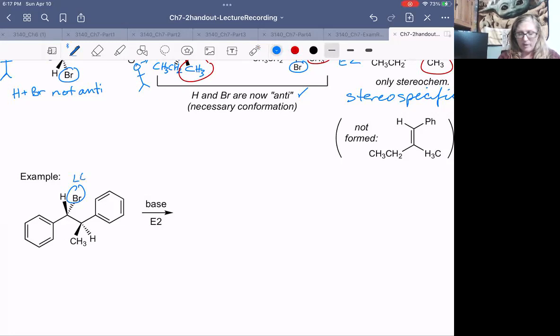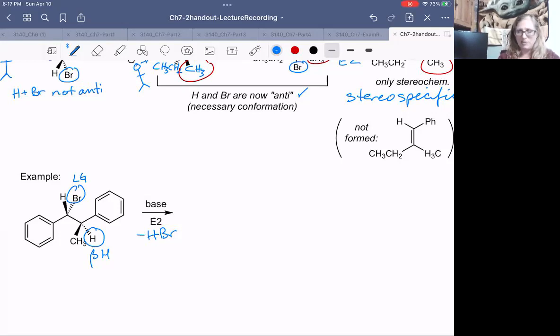And what else do you lose besides your leaving group? You lose a neighboring hydrogen. So is it this hydrogen? It is not that hydrogen. That is on the same carbon. It's on the neighboring carbon. There's my beta proton. So remember, we're going to be losing HBr overall, a hydrogen from one carbon and a bromine from an adjacent carbon. That's our E2. Okay, so right now, once again, they are not anti to each other.